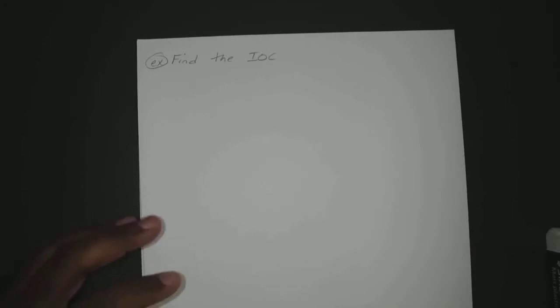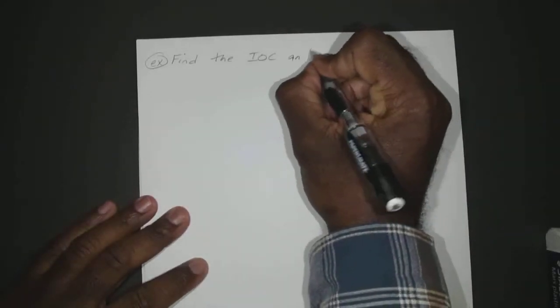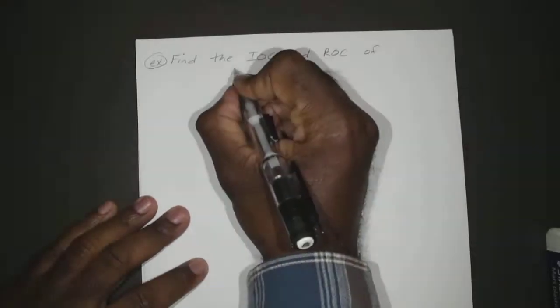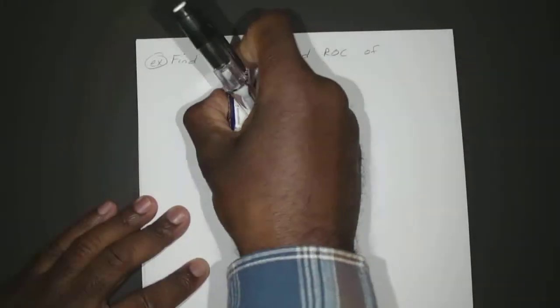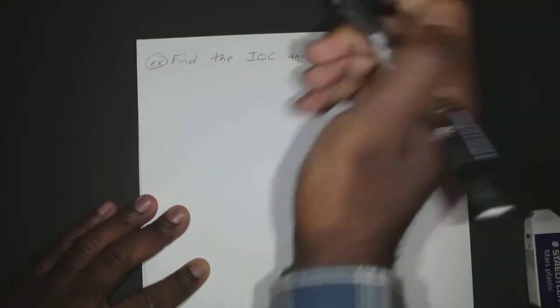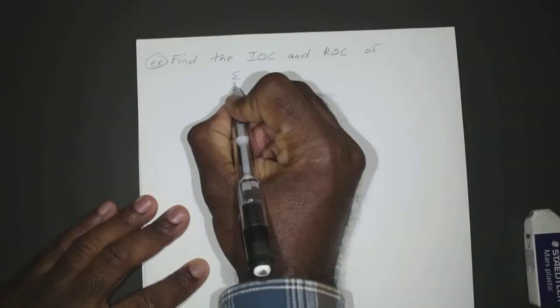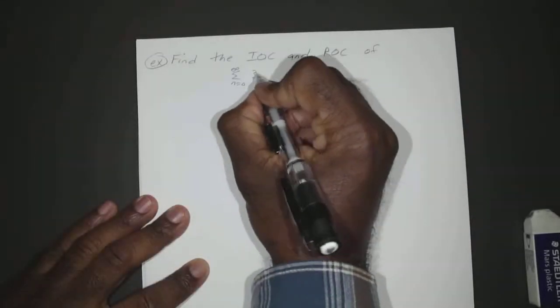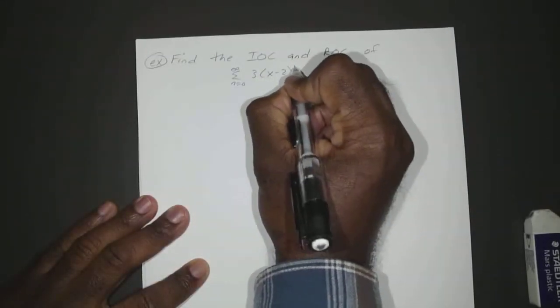Okay, so find the interval of convergence and the radius of convergence. I'm about to say f of x, of the series, the sum from n equals 0 to infinity of 3 times (x minus 2) to the nth power.